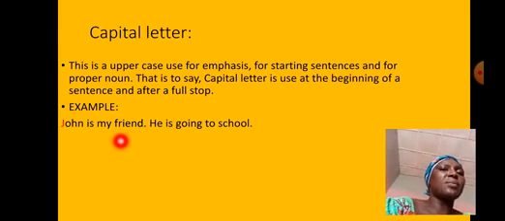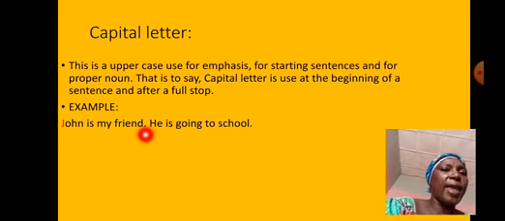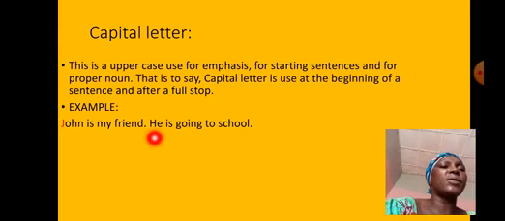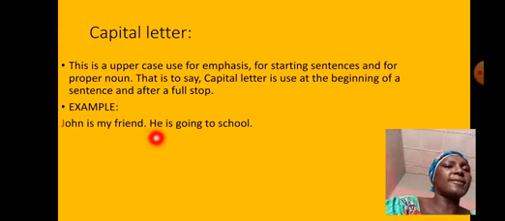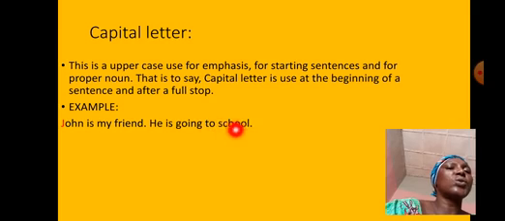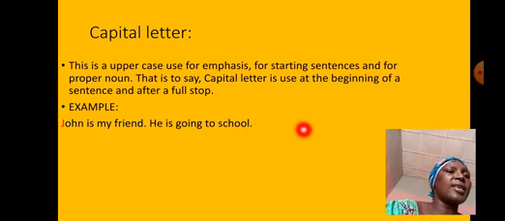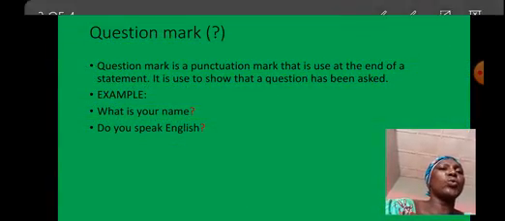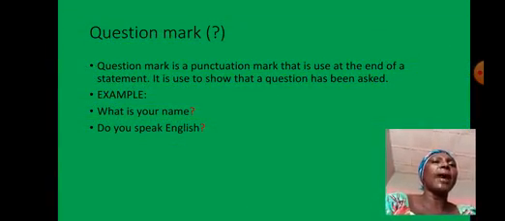Now, John is my friend. After the full stop there, you discover that the first letter of the word he is written in uppercase, that is in capital letter, indicating that he is beginning a sentence. He is going to school. Is that taken? Okay. Now we proceed to the question mark.